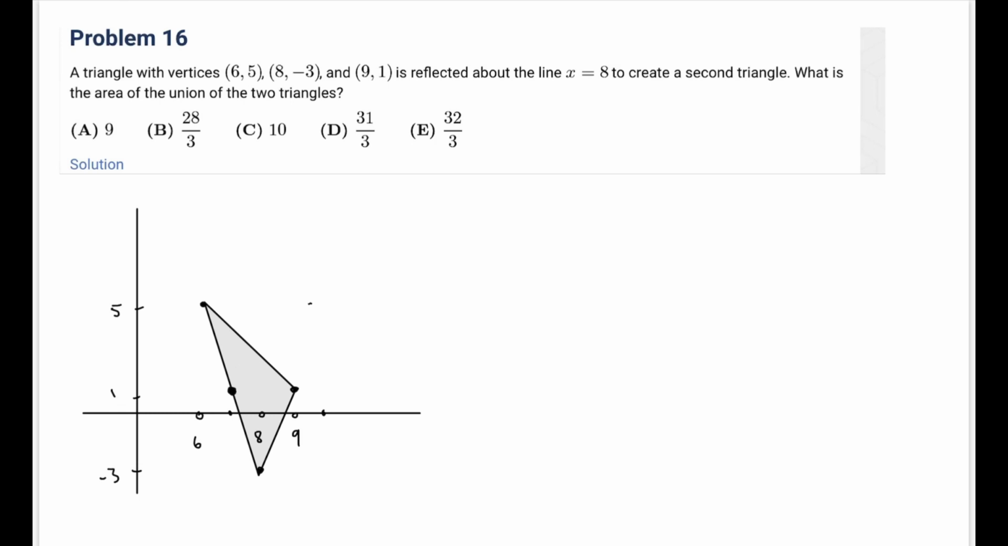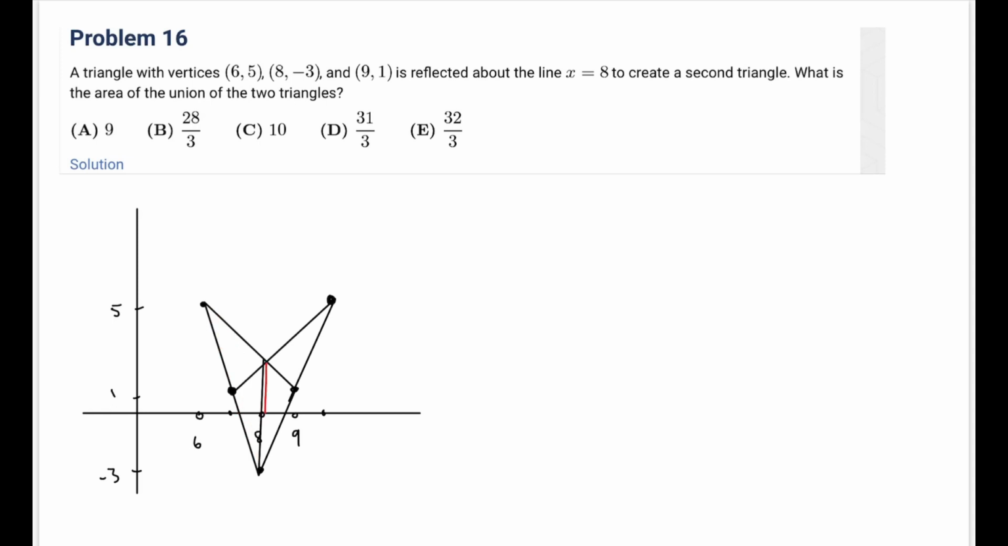So it's these points, yes, it's right this point, and then it also becomes like that and like that, right? So this is what the total shape is, and the area of the union of the two triangles is the area of this. And so first let's divide this into two, just like this, and then let's multiply this area by 2, right?